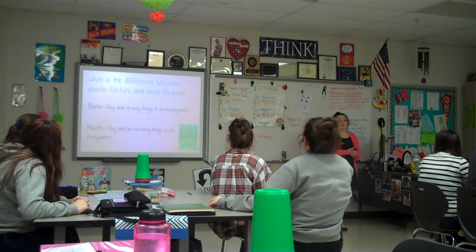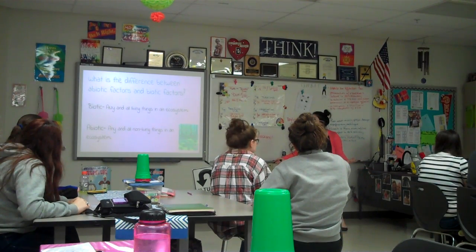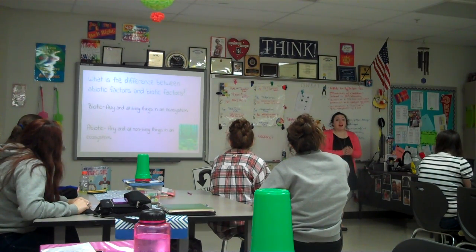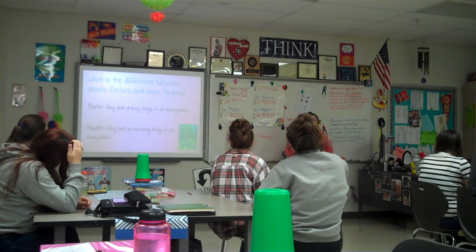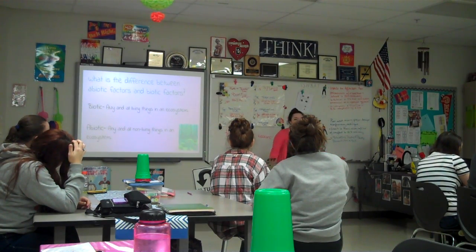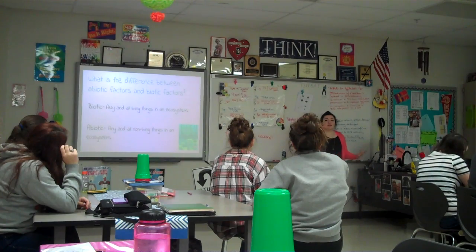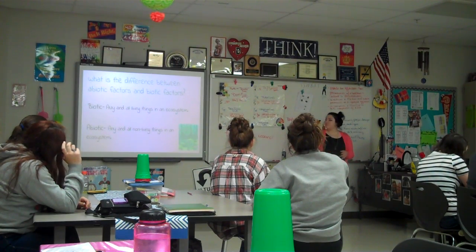So what is the difference between an abiotic factor in an environment and a biotic factor in an environment? A biotic factor is anything that is living. So for example, in a forest ecosystem, the bears and the grass are living things. An abiotic factor is anything that is non-living. So again, going back to the forest scene, the rocks and the water would be abiotic factors because they're not living.